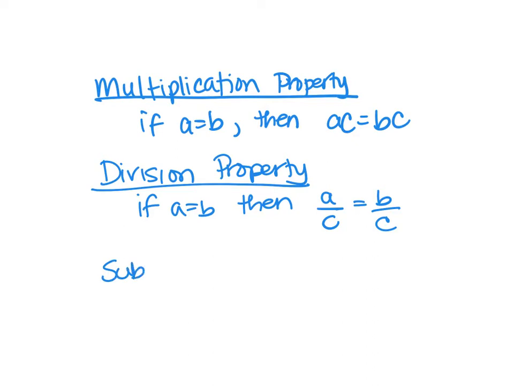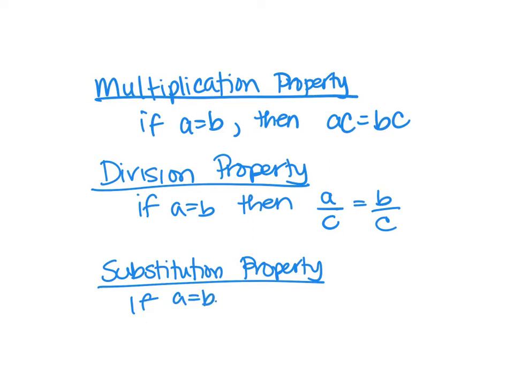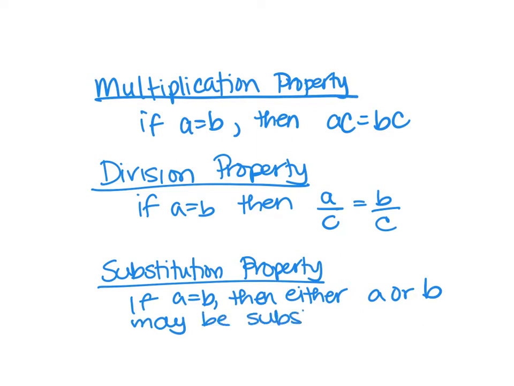And then we have the substitution property. If A equals B, then either A or B may be substituted for the other. And we've done that in algebra as well. Now, these next three that you're going to need to know are a little bit more involved.